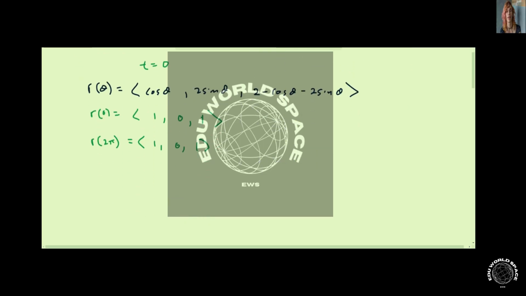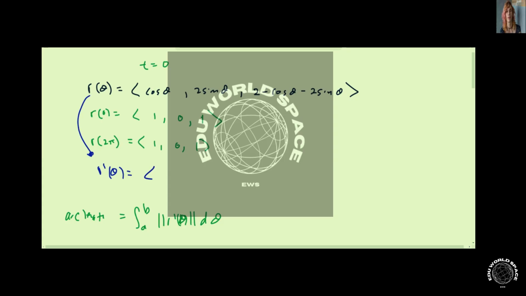All right, so now let me write out what the arc length formula is again. So arc length, remember, is equal to the integral from a to b of the magnitude of our derivative, and we integrate that with respect to t. Well, I guess in this case it would be theta, not t. And that would be the magnitude of r prime of t.